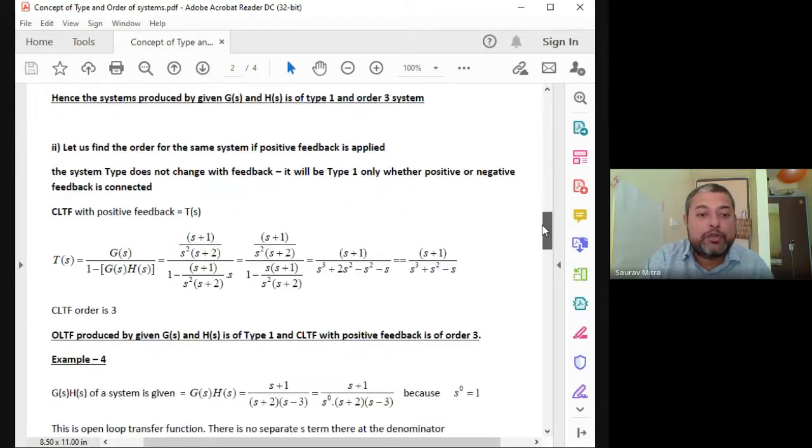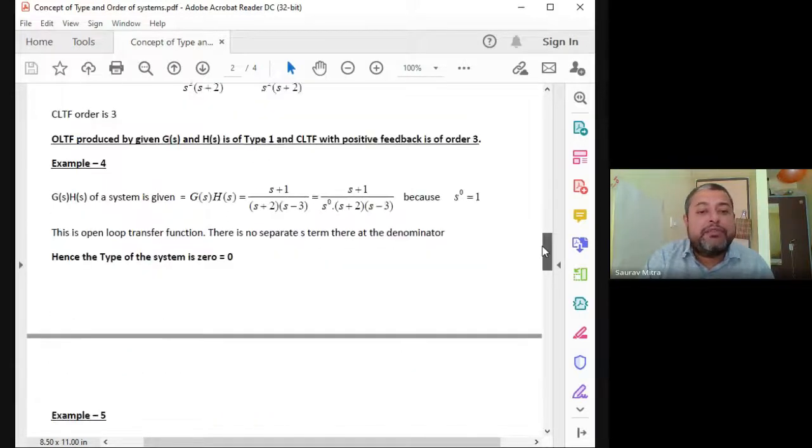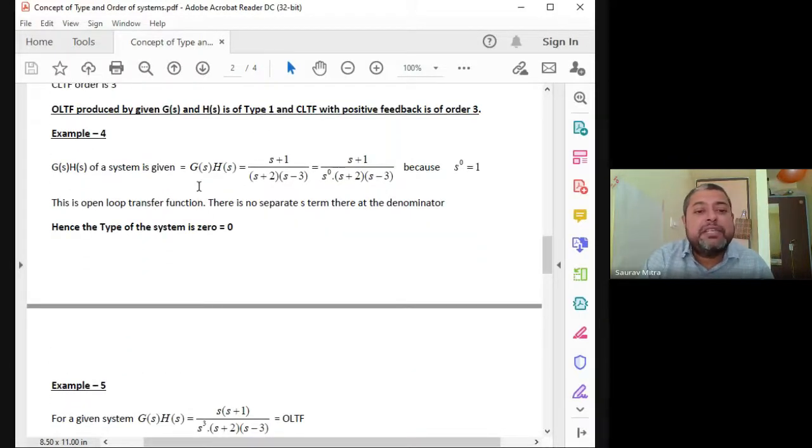This is another conclusion. Okay, example 4. So this is another example. GSHS. Now I am not giving G(S) and H(S) separately. I have given GSHS directly. So in this case, S plus 1, S plus 2 into S minus 3.